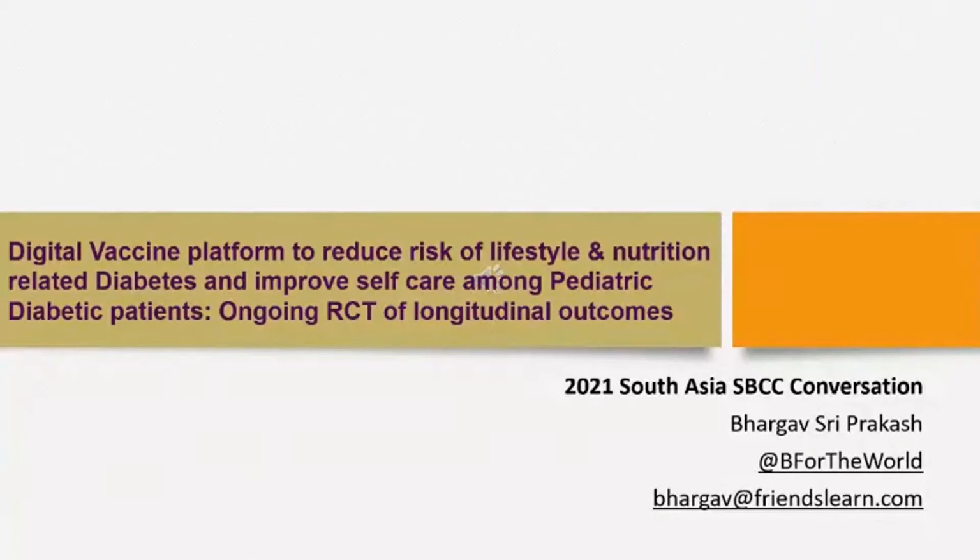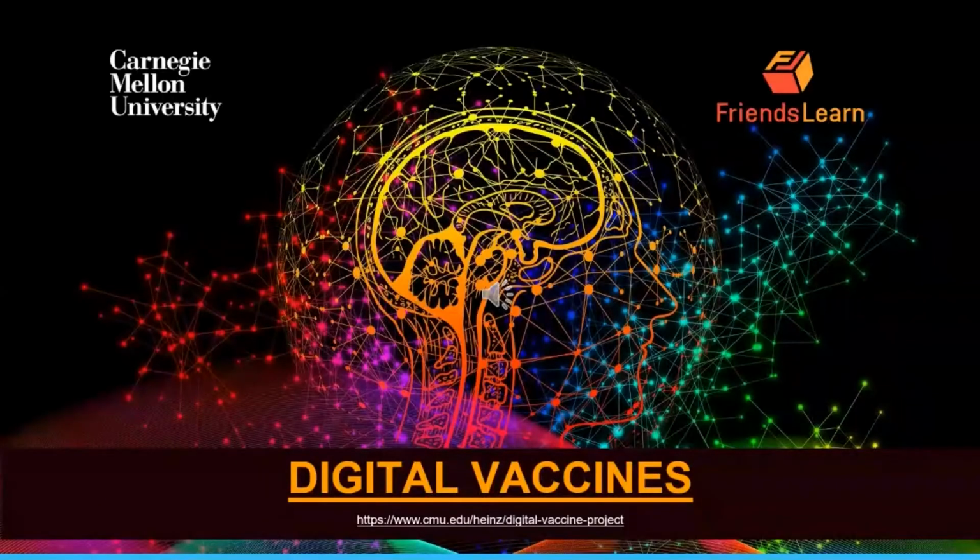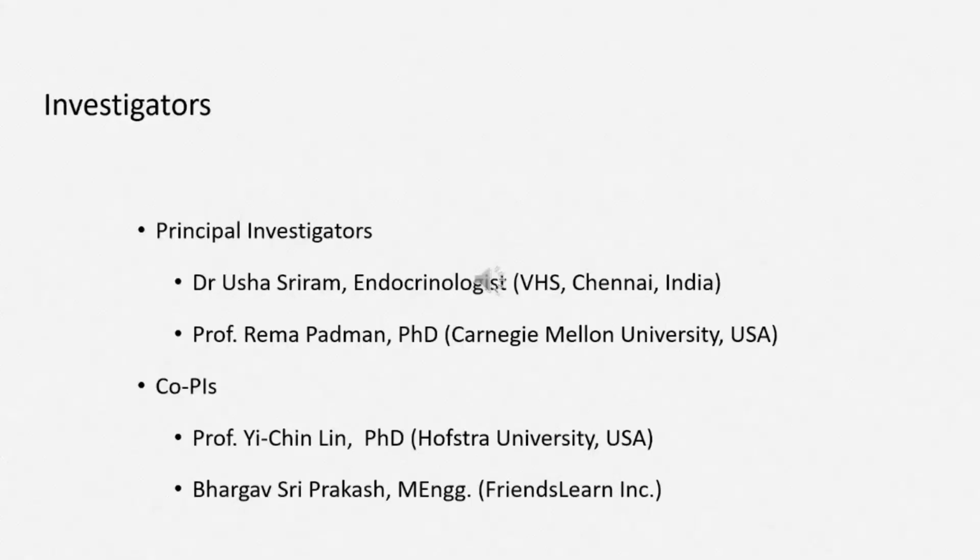Hi everyone, my name is Bhargav Sriprakash, and I'm here to tell you about our project, which is a randomized controlled trial of a mobile app that we've designed for type 1 and type 2 diabetic children. This study is a multi-institutional collaboration between physicians and data scientists and myself and my team at Friends Learn, which is really developing the technology.